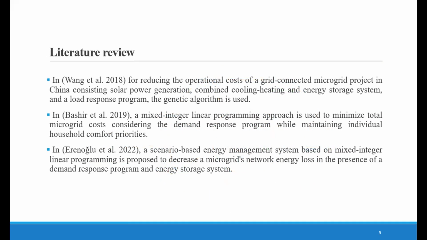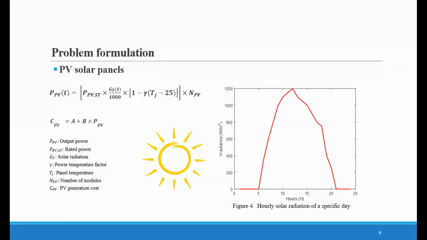And these are some of the articles that have used similar optimization methods and also some similar components in their case studies, which were really helpful for me in this study. PV generation cost is calculated using produced power by panels considering the investment cost. And the solar radiation of a specific day is shown in figure 4 that can be seen here.